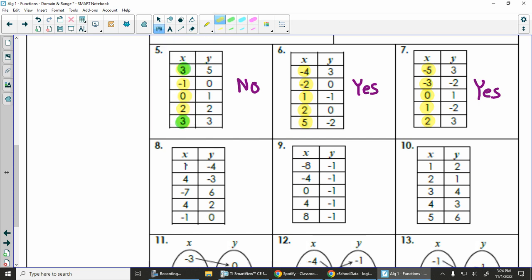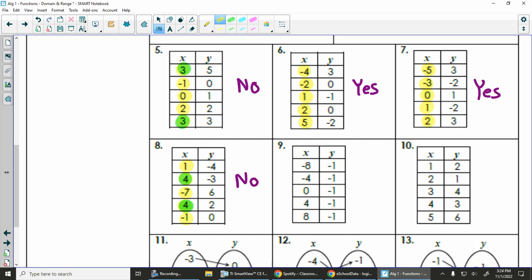Okay, so for number 8 here, looking at all of my x's, I can see right away that I have a 4 used here, and then 4 is used again later on. So we have repeating x values, not allowed to have that. So no, this is not a function.